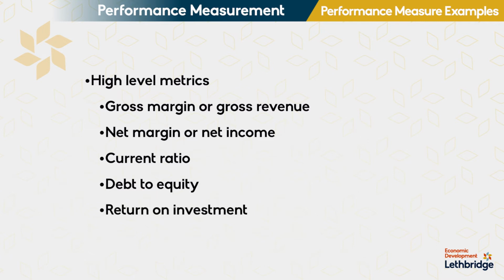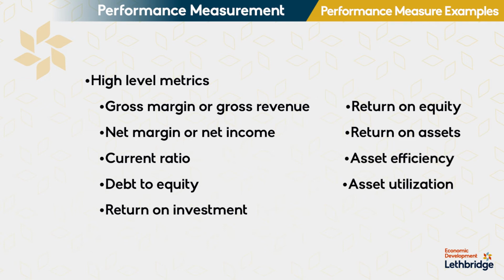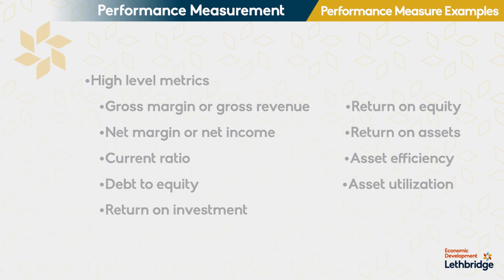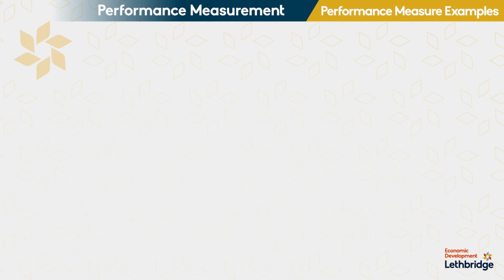Return on investment or return on equity show how much your money is working for you. Return on assets, if you're an asset-intensive business, you may want to look at what you're making on the assets that you have. Similarly, asset efficiency and asset utilization look at the amount you're utilizing your assets, and then the efficiency can come in different varieties of what you're doing with that utilization. So those are some of the high-level metrics, and depending on the business, you could add a few, you could take a few away.